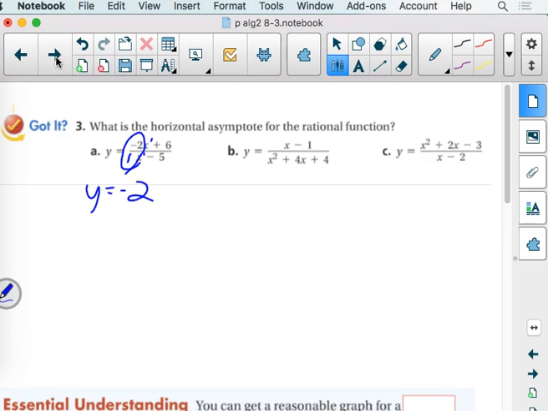Let's go to B. Oh, there's no power on the top. What's the power? If the degree of the top is less than the degree of the bottom, y equals 0.